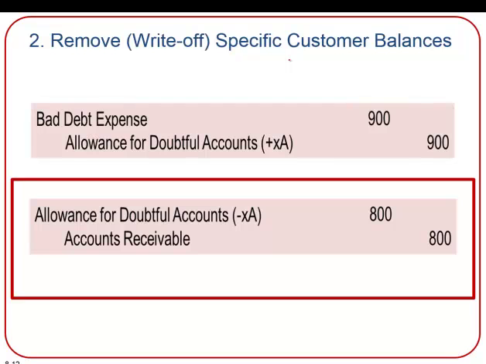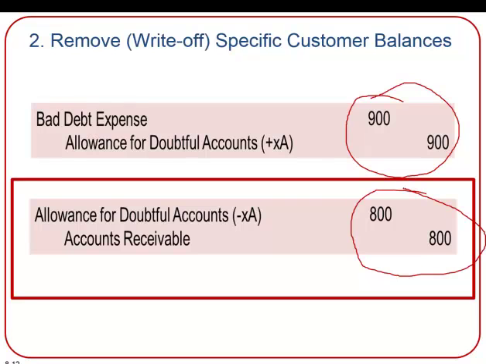In summary, these are the two journal entries to record the estimated bad debt expense and then to write off a customer's account. So here we estimated the bad debt expense for all of our customers in the first entry, and then we wrote off one customer. So that's why it's $800 and not the full $900, because this is just one of the customers that we're writing off.